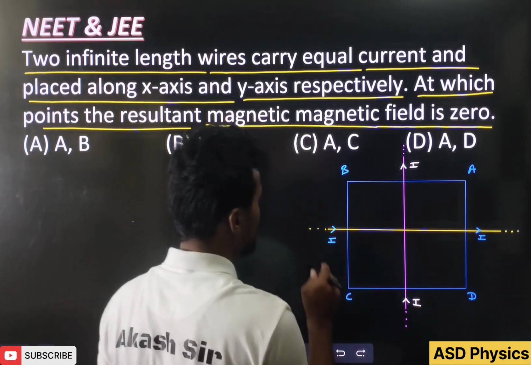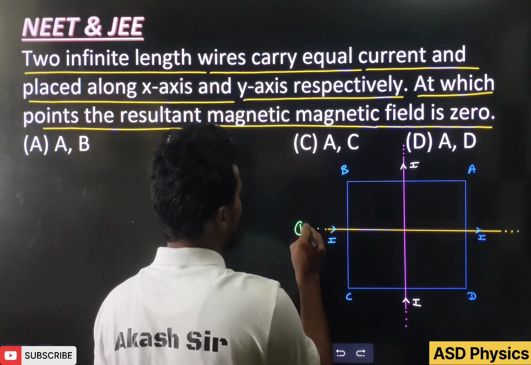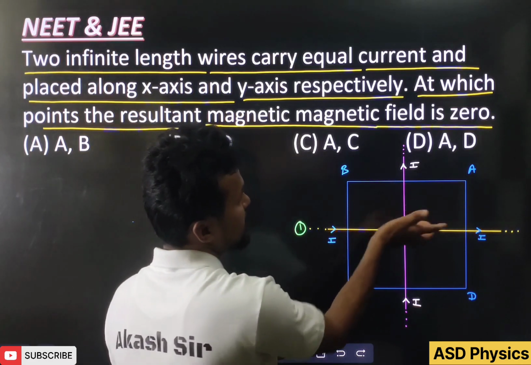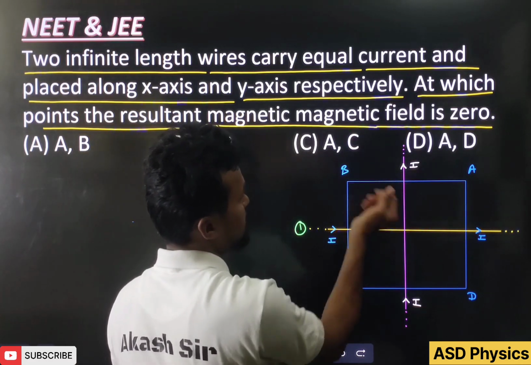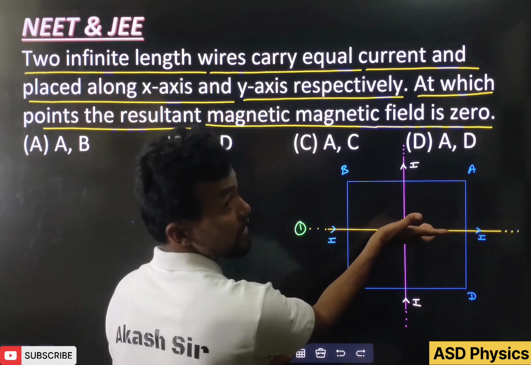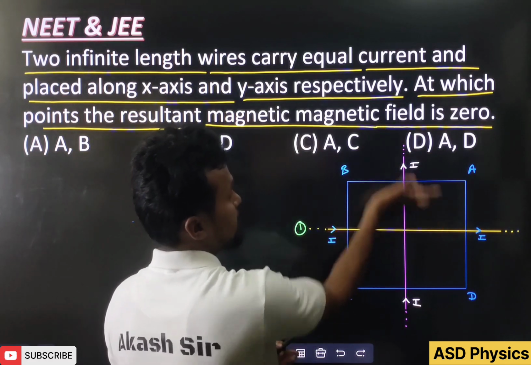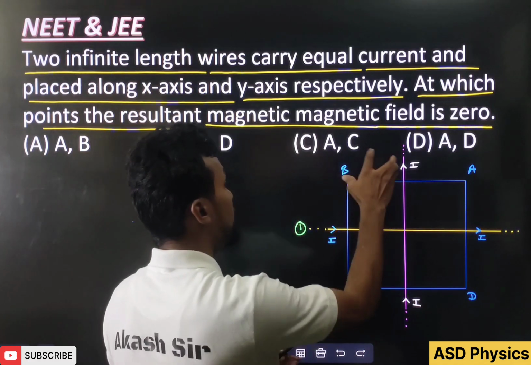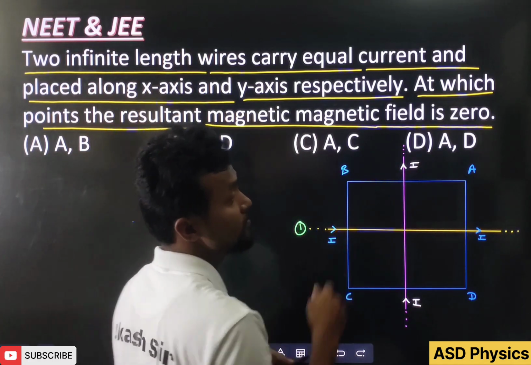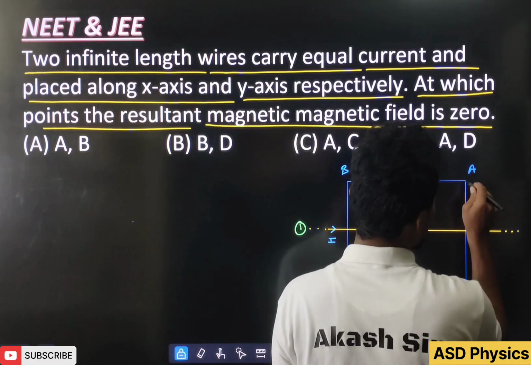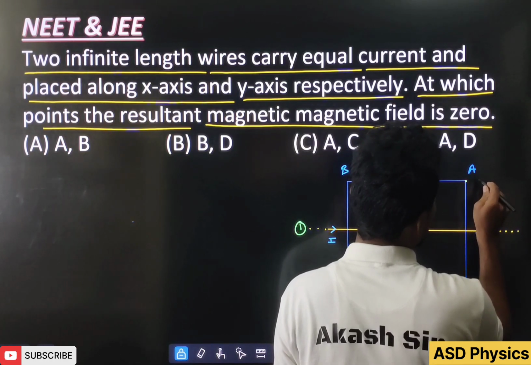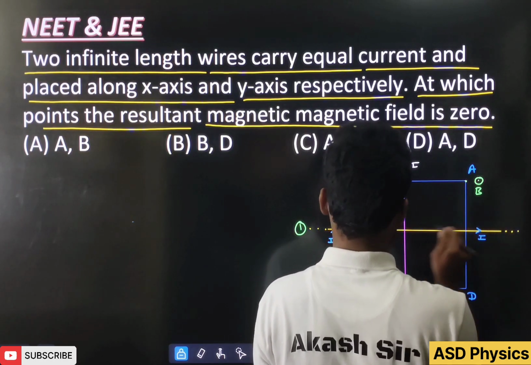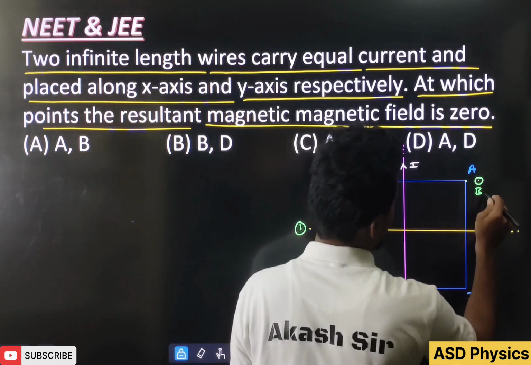So students, for example, let's take this as wire 1. Due to wire 1, if my observation point is upward, that means A and B, you can see very well: all the fingers along the current, palm towards the observation point upward, thumb is coming which side? Outside. That means due to wire 1, the magnetic field at points A and B will be outside. I can't draw all of it here, so I am drawing here. This is the magnetic field due to wire 1 at point A.